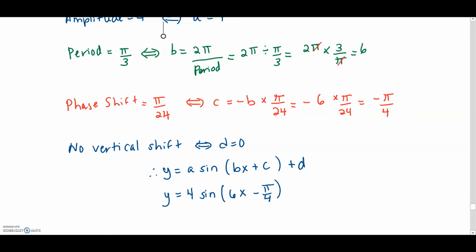The reason why the question asks for determine a possible equation is that you would also receive full marks if you were to have minus 4 times sine of 6x minus pi over 4. And that would be a reflection in the x-axis of the equation we have shown here. But both of them would be correct and receive full marks.